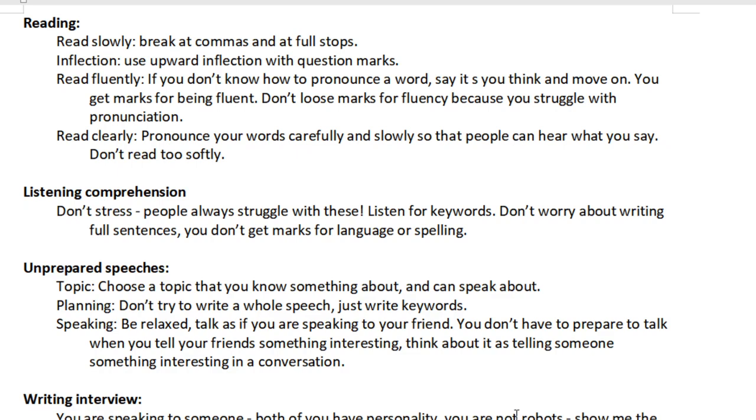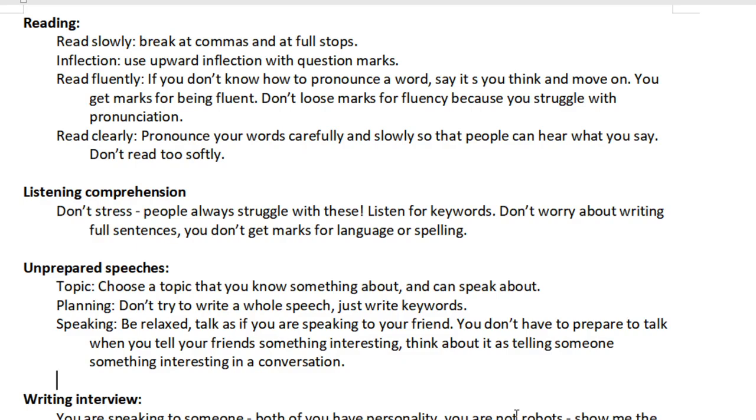Let's have a look at some unprepared orals and go over some writing pieces for term tasks and also for your creative writing exam. So let's start with reading.